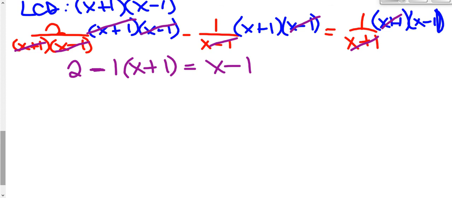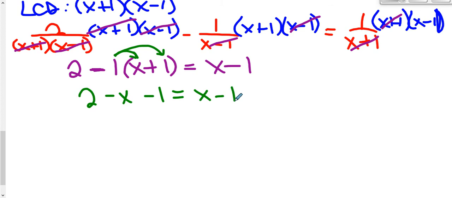So let's go ahead and distribute this negative 1 inside the parentheses here. 2 minus x minus 1 equals x minus 1. And we'll move everything all into one side. So we'll move the x's to one side and move the numbers to the other. So I'm going to go ahead and take this 2 minus 1, that's just 1, and I'm going to move it to the other side. So minus 1, negative x equals x minus 2.